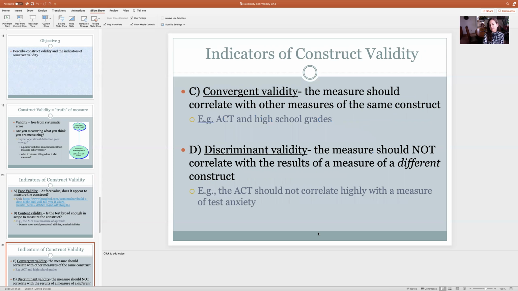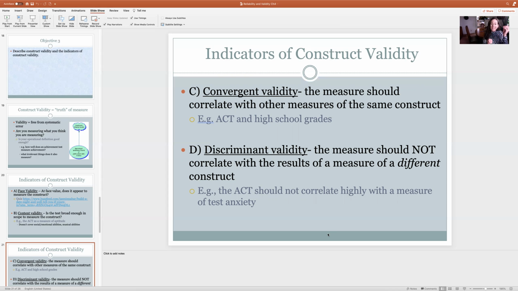Convergent validity is that the measure should correlate with other measures of the same construct. So high school performance should predict college performance, and ACT should predict college performance. So ACT and high school grades should be correlated. If high school grades are way different than ACT scores, well, we know the ACT is not a very good measure. Discriminant validity is that the measure should not correlate with the results of a different construct.